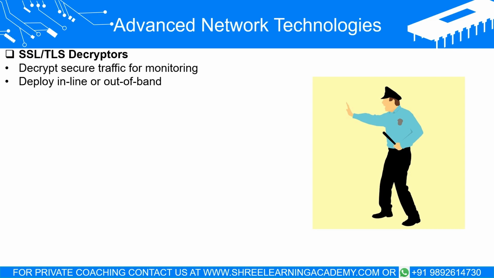Monitoring through SSL TLS decryptors. While encryption is critical for security, there are cases where companies need to inspect encrypted traffic for monitoring or filtering purposes like detecting malware. SSL TLS decryptors are used to decipher these secure communications. This can be deployed inline, that is directly in the data path, or out of band, that is monitoring a copy of the data. For example, imagine a security guard checking bags at the entrance of a building. The SSL TLS decryptor acts like this guard, checking the bags, that is data packets, for anything suspicious.